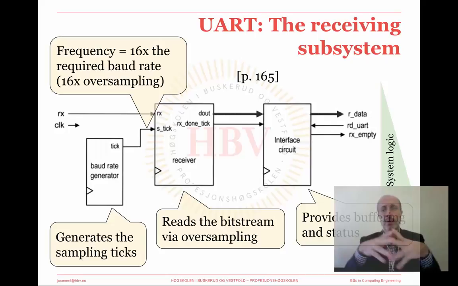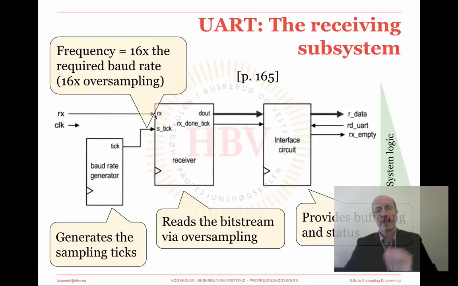As you will recall from the previous presentation, the UART comprises a receiver and a transmitter. However, for the sake of simplicity, in this presentation we will only consider the receiving subsystem, which contains the three blocks that are shown in this slide. The baud rate generator is the block on the left, and it generates the sampling ticks, which will be used to estimate the moment when the logic value that is present at the received data line must be read.